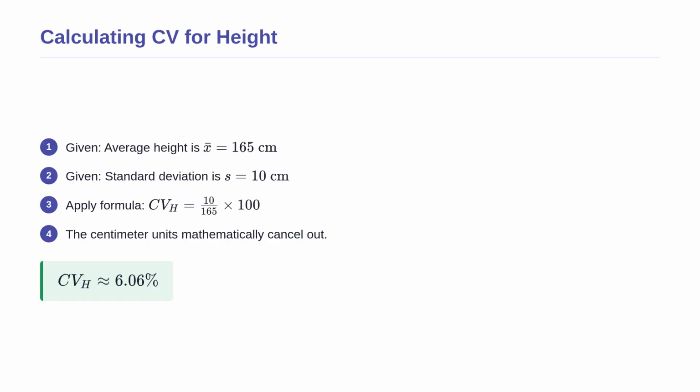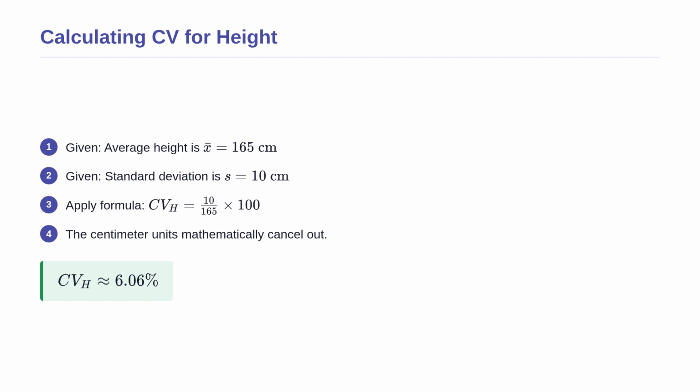Let us calculate the relative variability for the patient's heights first. We are given an average height of 165 centimeters with a standard deviation of 10 centimeters. We set up our formula by dividing the standard deviation of 10 by the mean of 165. Notice how the centimeter units mathematically cancel out during this division, leaving us with a pure decimal number.